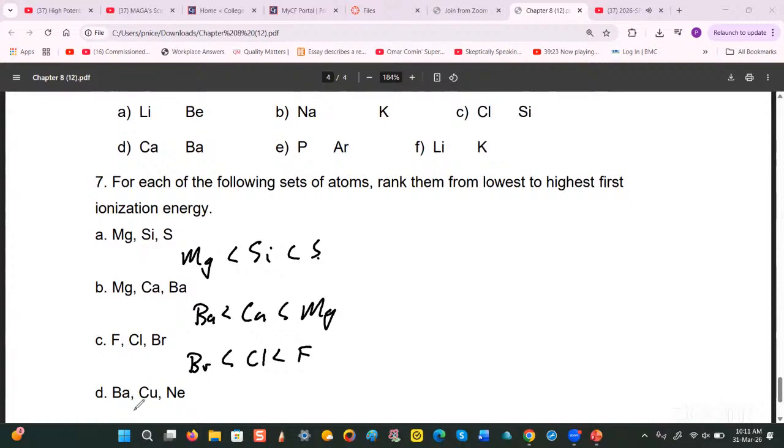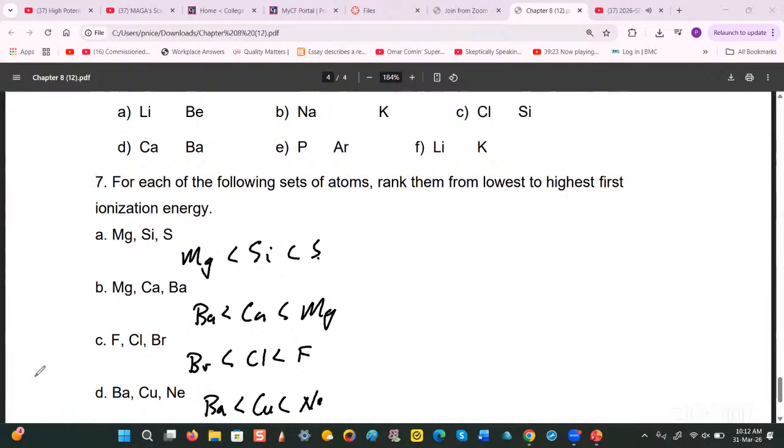Okay, so this one is more tricky. Where's barium? Barium is down here. And then copper is more to the right and up. And then neon is even more to the right and up. Which of these do you expect to have the lowest? Barium will be the lowest, so Ba first, followed by copper, followed by neon. So it's in the same order as given in the question, so that's that.